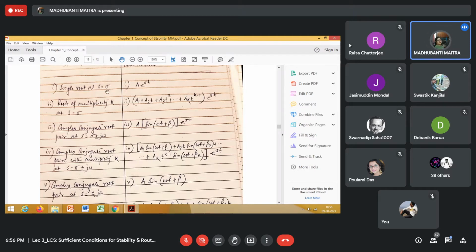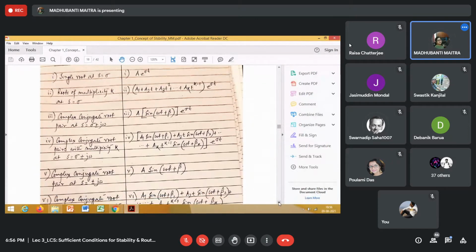Whereas if sigma is negative, that means the roots will be lying in the left half of the S plane. And if the roots are lying in the left half of the S plane, then we find that all the response terms will decay down towards 0 as t tends to infinity, thus making the system stable. Is it clear? Have you understood this?